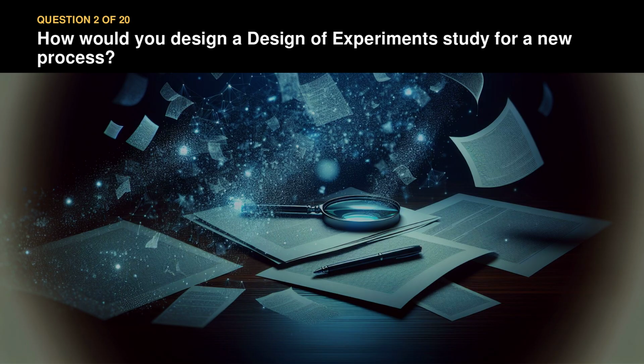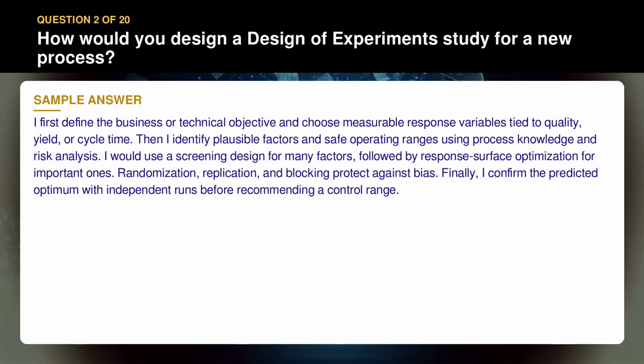Question 2. How would you design a design of experiments study for a new process? I first define the business or technical objective and choose measurable response variables tied to quality, yield, or cycle time. Then I identify plausible factors and safe operating ranges using process knowledge and risk analysis. I would use a screening design for many factors, followed by response surface optimization for important ones. Randomization, replication, and blocking protect against bias. Finally, I confirm the predicted optimum with independent runs before recommending a control range.